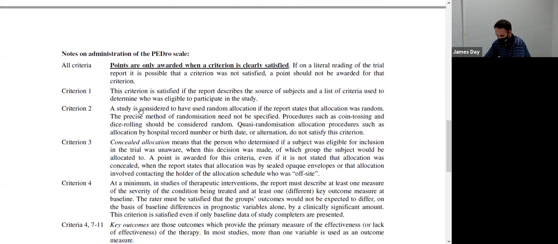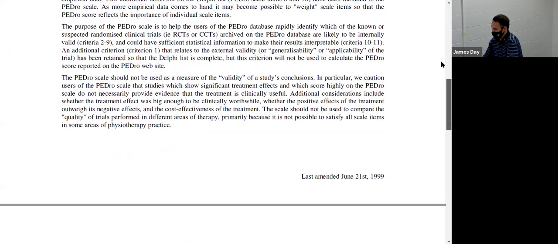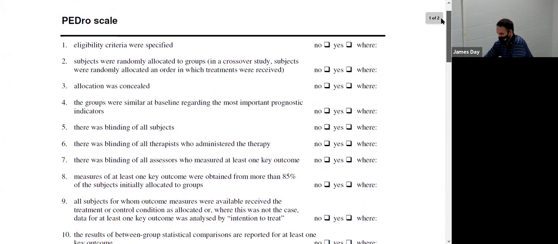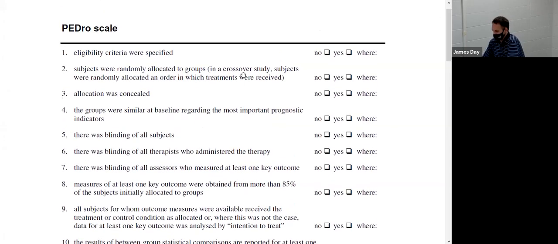And so when we read the criteria here, it states that a study is considered to have used random allocation if the report states the allocation was random; the precise method of randomization need not be specified. Quasi-randomization, right, does not count. So we're going to go back to the methods and look and say, in this case, since it's a crossover study, does it say that subjects were randomly allocated the order?